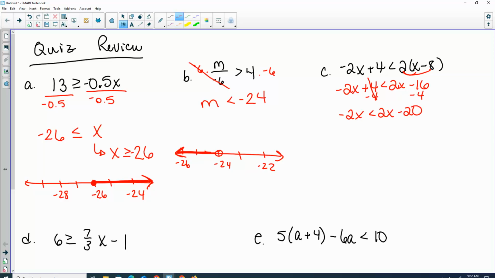Okay, Kale, I'm trying to get x by itself, so what would we do next? Well, yeah, but we also have an x over here, so can we get them on the same side first? Yeah.